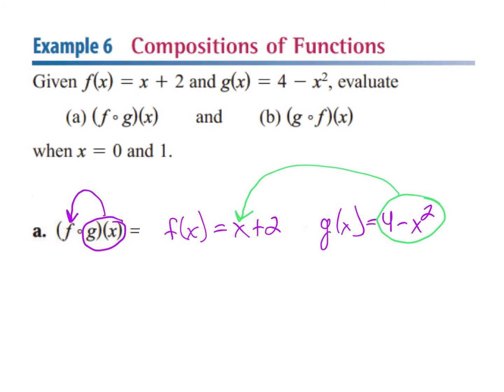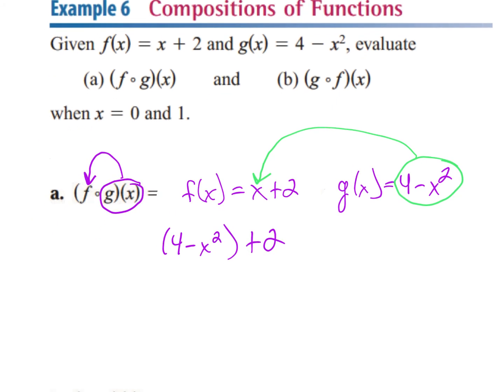That's it. So I'm going to replace the x with what? 4 minus x squared. And then I rewrite the rest of the f function. So what goes at the end? Plus 2. Do you have any like terms to combine? Yes. Positive 4 and a positive 2 is what? So f of g of x is negative x squared plus 6. That's it.